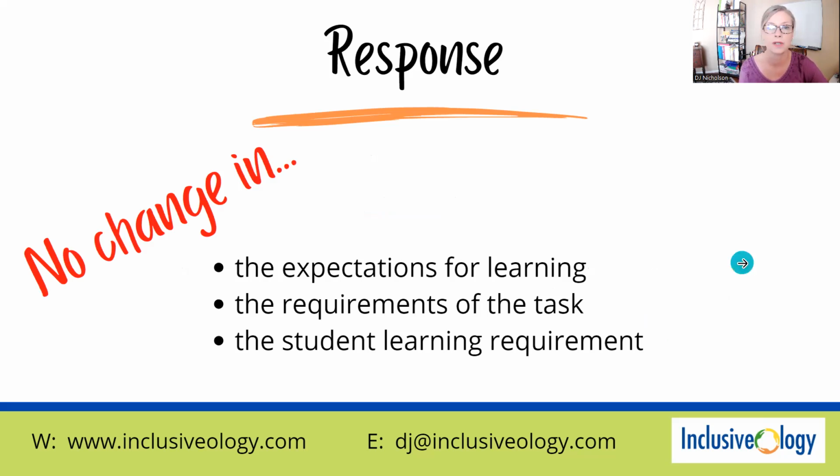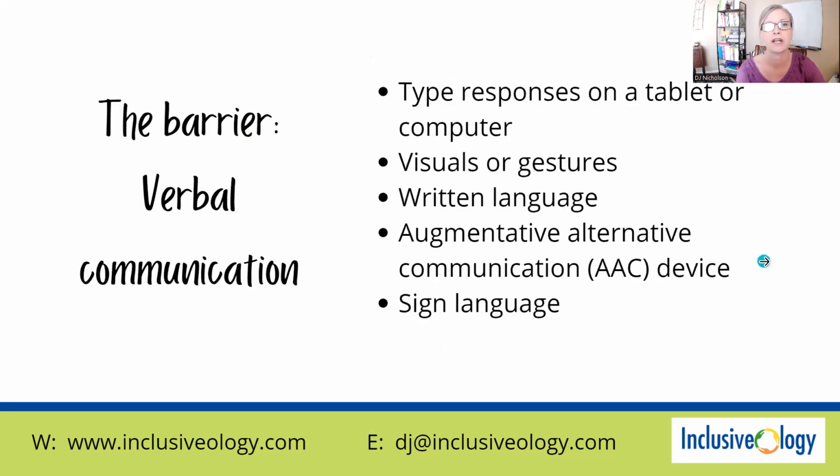So that's really, really imperative to remember, that the expectation is still grade level, it's still age appropriate, and it's grade level content appropriate. So the first barrier we're going to take a look at is verbal communication. If we have a child that is struggling with verbal communication, then we want to go ahead and give them something that's not in the environment already. So we want to give them an option to have different ways to communicate.